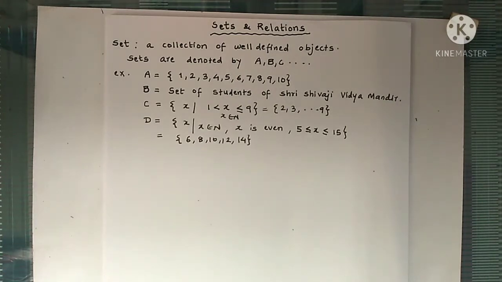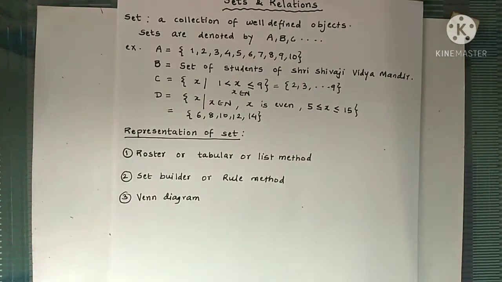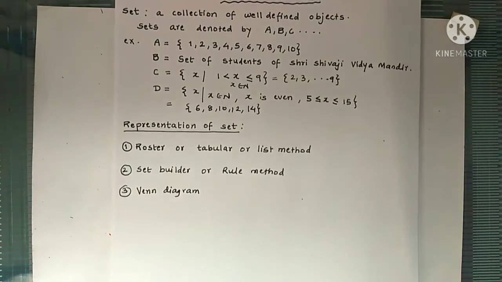Okay. So a set is a collection of well defined objects, that is, something should be common in all the elements. So they are well defined objects, and sets are denoted by capital letters. Now there are three systems to denote or write sets. So what are those systems? Let's see. To represent a set we have three methods.